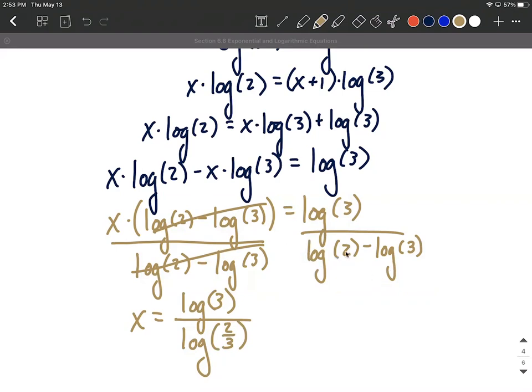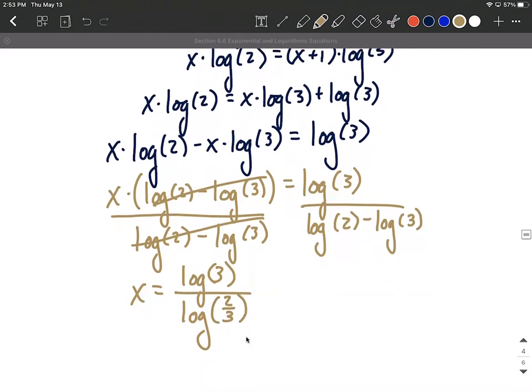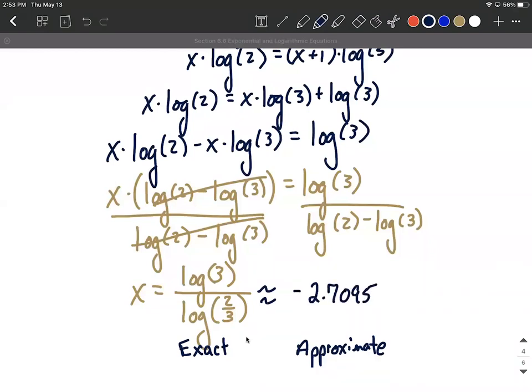2 was positive out in front, so it goes in the numerator. 3, that logarithm was negative out in front, so the 3 goes in the denominator. Just to be clear, this is an exact solution that we just found. We could also get an approximate solution by putting this into our calculator. So an approximate solution that goes right along with this would be negative 2.7095, just rounded off there.